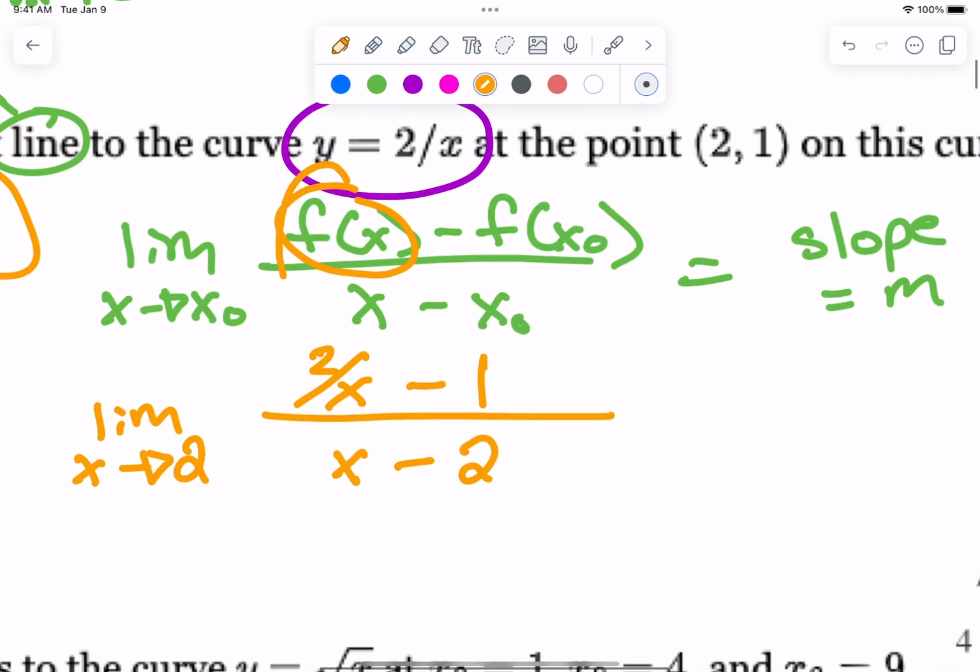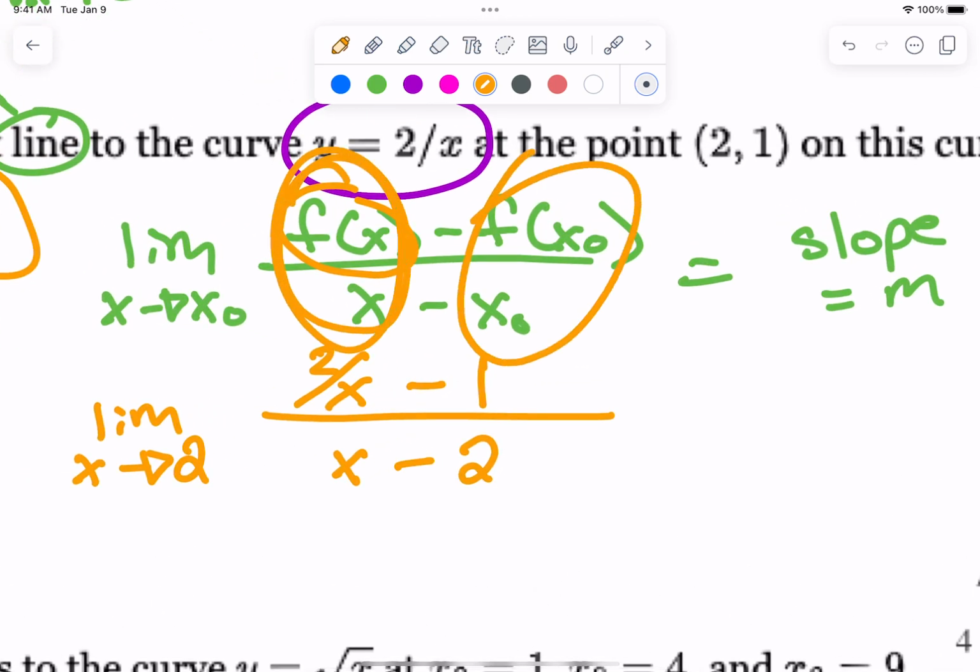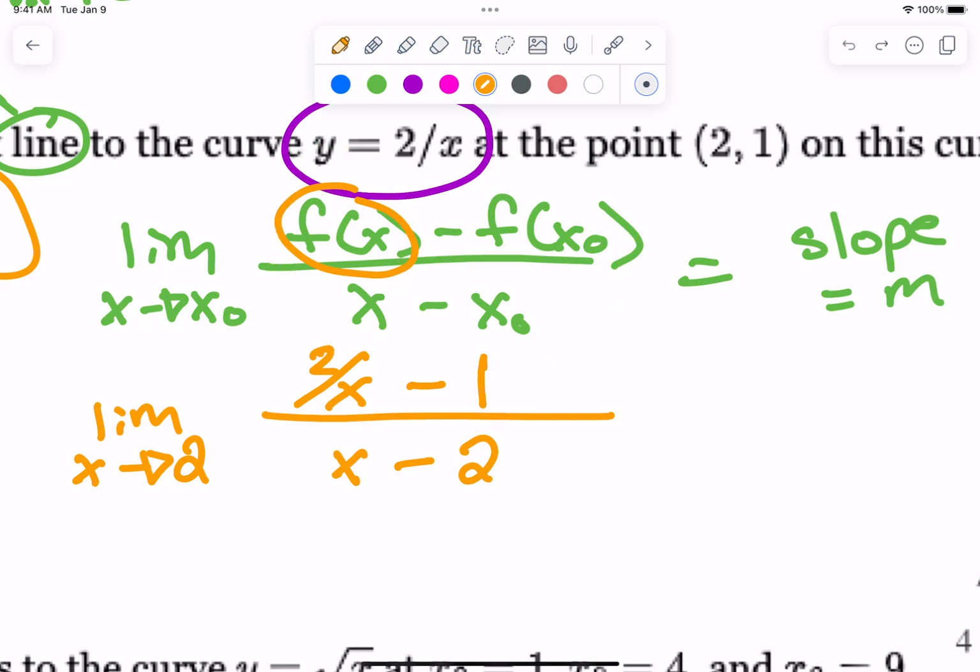Okay, so these guys are kind of like just chilling out until we do our x naught thing, right? Now I plug 2 in, right? Okay, so 1 minus 1 is, hold on, hold on. They're both zeros, on the top and bottom.